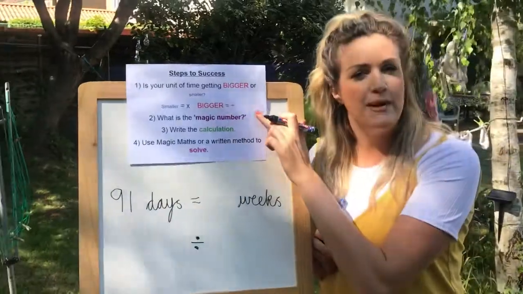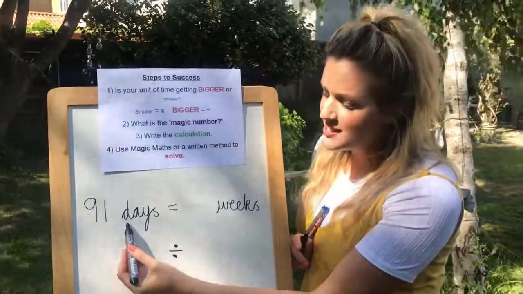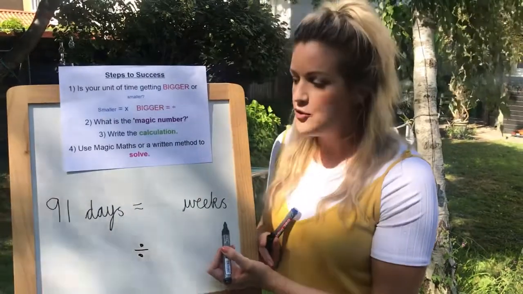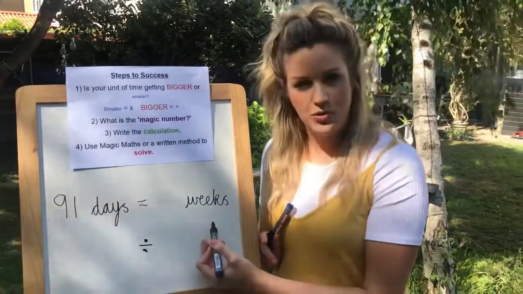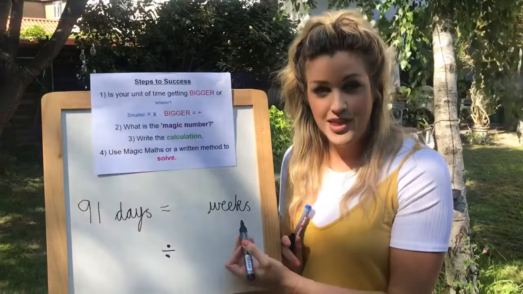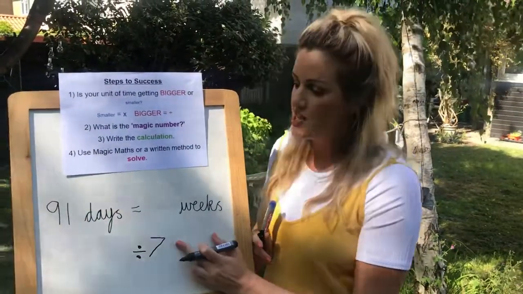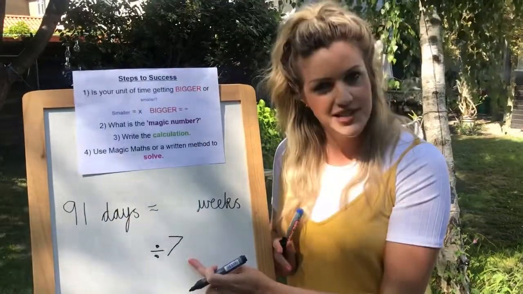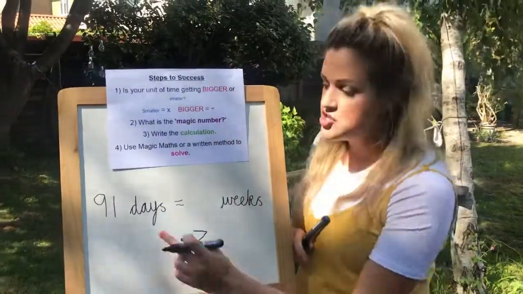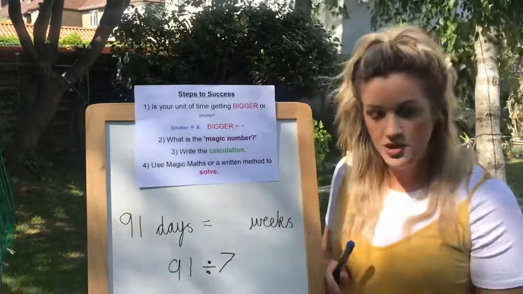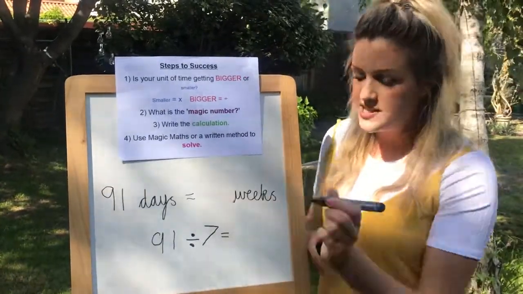Now we need our magic number. So we're looking at days and weeks. So we've got to ask ourselves, how many days are in a week? 7. So our magic number is 7, and that tells us we are going to divide by 7. So our calculation is 91 divided by 7, and then we need to solve it.